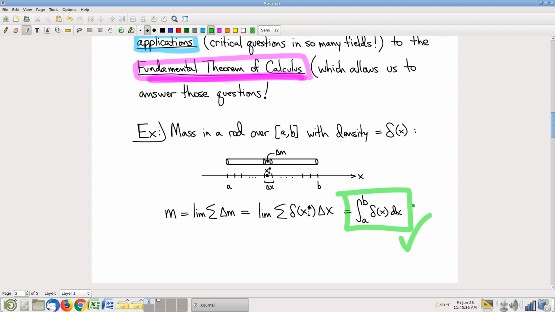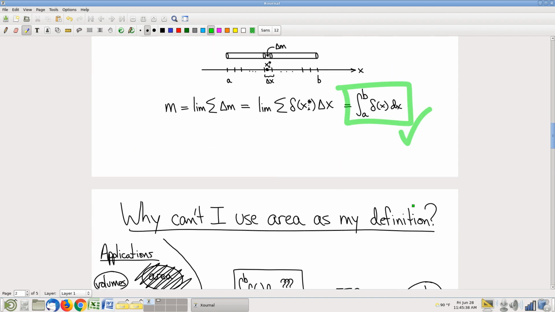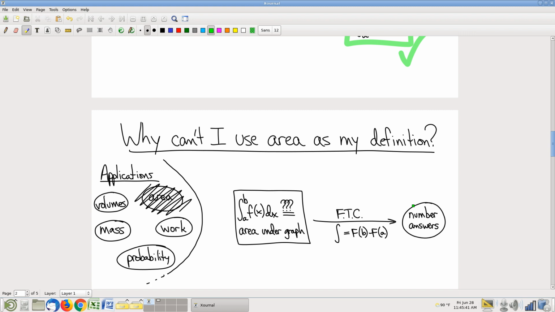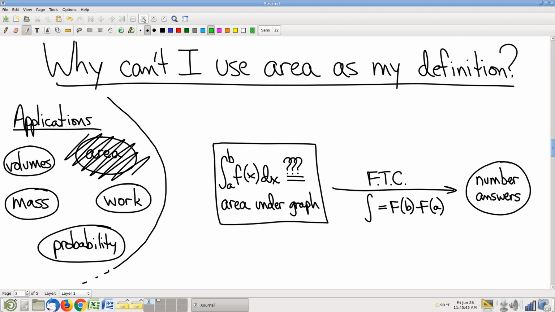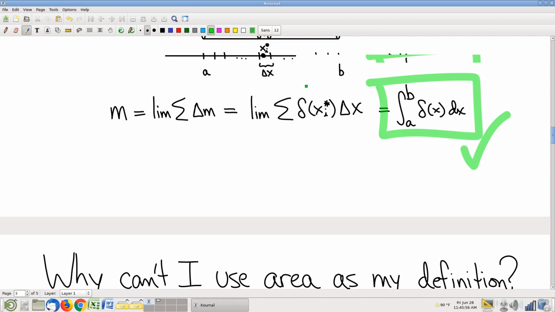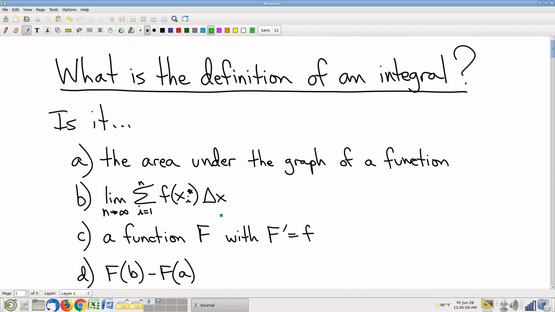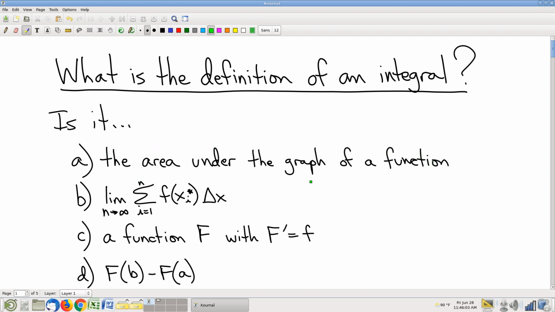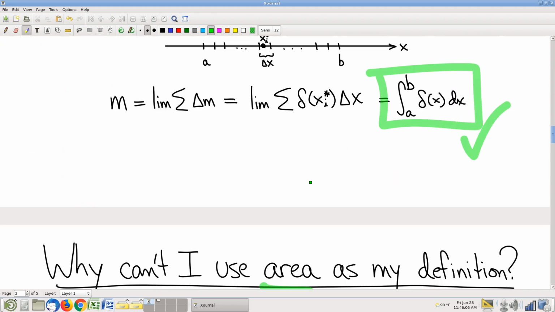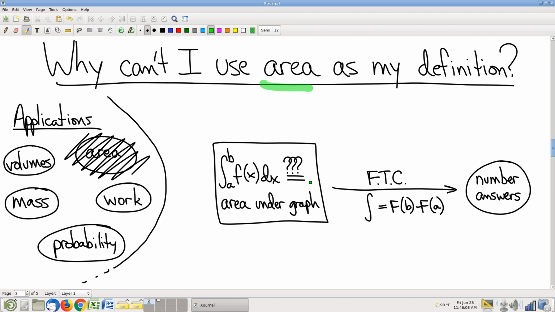Now let's consider a related question that often comes up. Very often students object and say, well, that Riemann sum formula, we never actually compute with it. What's the point? How come I can't just use area as my definition? Look back to our multiple choice up here. A lot of students think that area is the definition of an integral. So what's wrong with that?